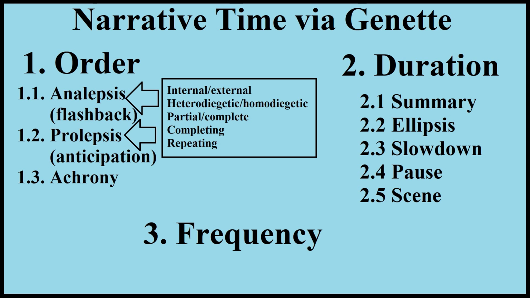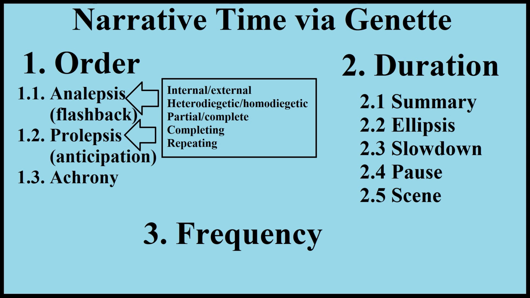An internal analepsis takes place inside, in the past, and an internal prolepsis takes place inside but in the future. External is outside. It's quite simple. Then it gets a little bit more complicated when it comes to the idea of heterodiegetic and homodiegetic.